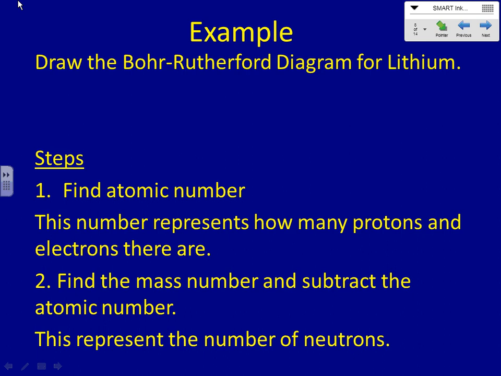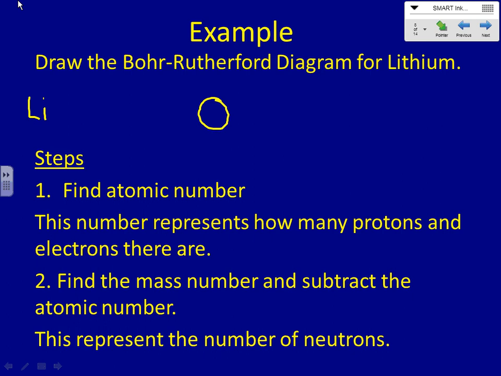And I'm going to do that right here on the board, the smart board. So lithium. I'm going to write here Li. I don't know if we necessarily need to write these rules down. Let's just draw it out, see if you need to write them out or not. We know we've got to draw a circle in the middle to represent the nucleus. We now have to find the atomic number. What's the atomic number for lithium? Yep, 3. This number represents how many protons and electrons there are.